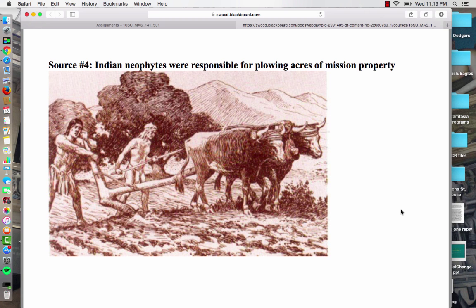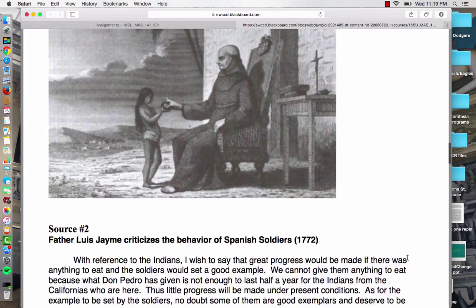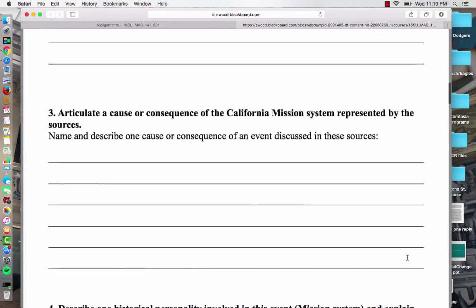So there you have it, everybody. These are your sources, the two paintings and the two written statements. What you need to do right now is answer a series of 3 questions.